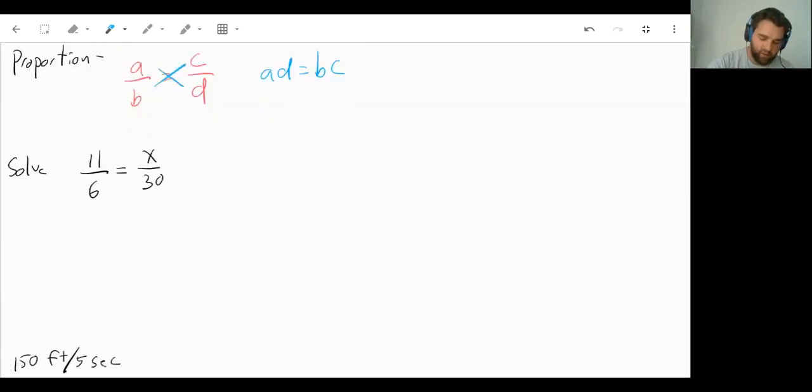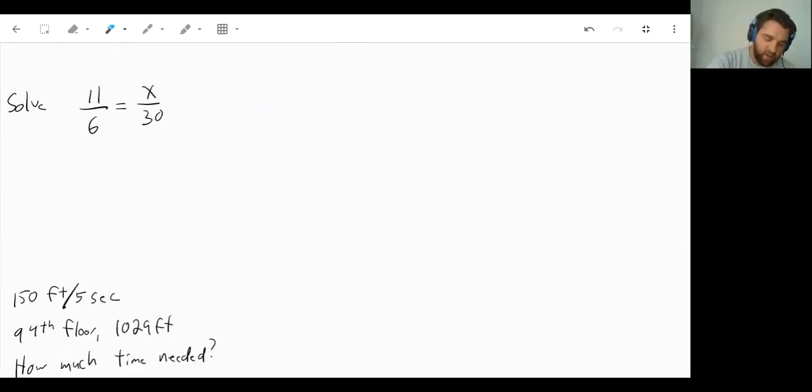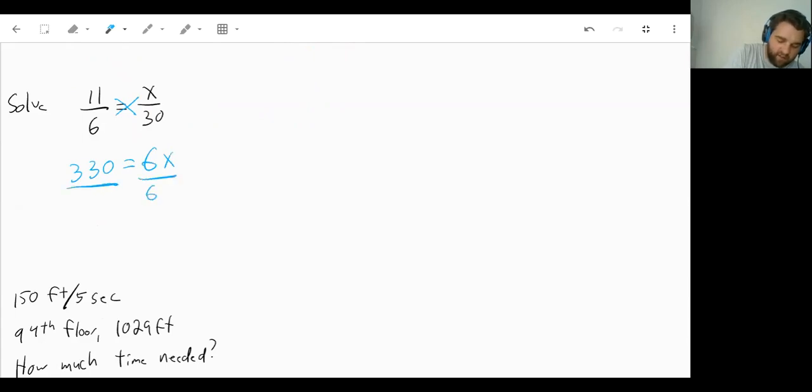So let's go and look at this proportion. 11 over 6 equals x over 30. So you can multiply your 11 times 30, and that will equal 6 times x. So 11 times 30 is 330, and 6 times x is just 6x. We can now divide both sides by 6, and that's going to come out to x equals 55. And that's all the more there is to this one.